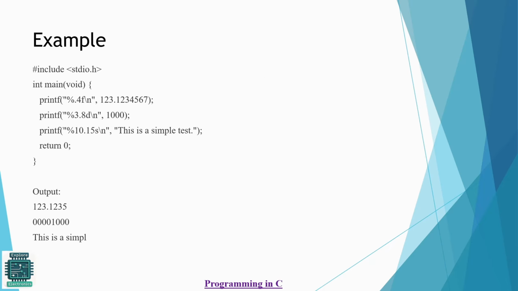And the same example is given here. For the first printf statement, this is the output, and for the second printf statement, this is the output, and for the third printf, this is a sample test, this is the output. Okay, this is an example for precision.